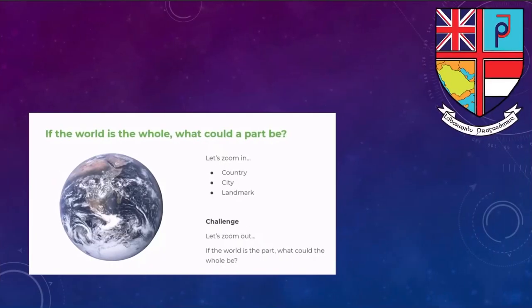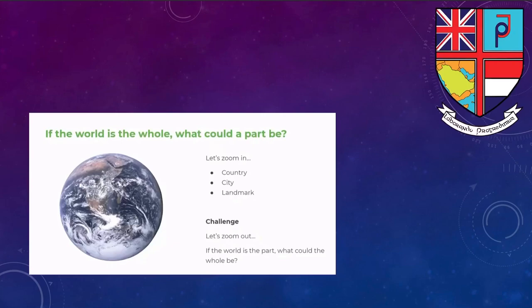Okay, so then if we can get this idea as well, if the world is the whole, what could be a part of it? Now, is there only one answer here? It's probably what I would like you to think about. Is there only one answer, or could there be multiple different answers? So let's have a closer look. If the world here is the whole, we're looking for one part of the whole earth. So it doesn't have to be a city or a country or a continent. It can be any part that we choose.